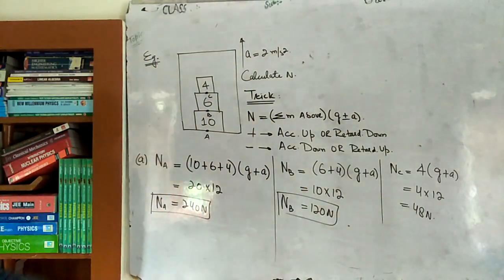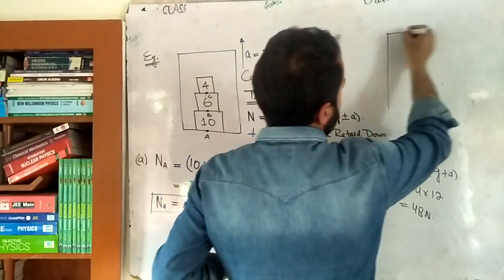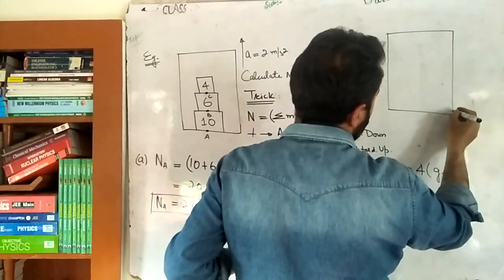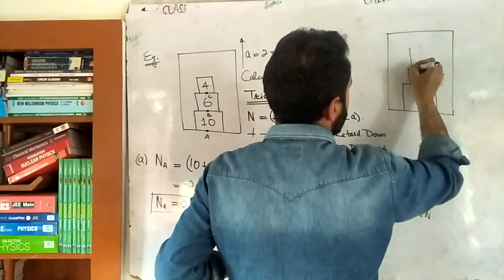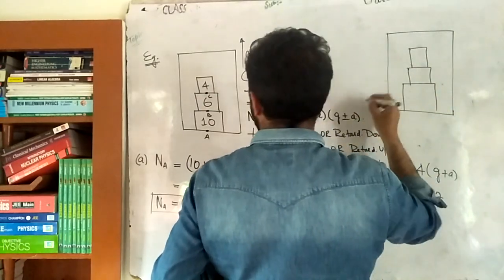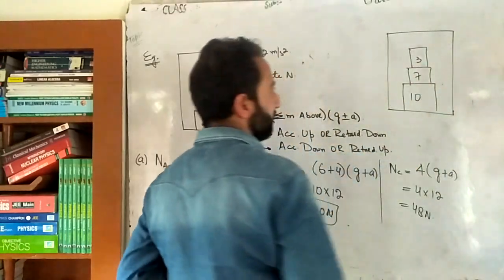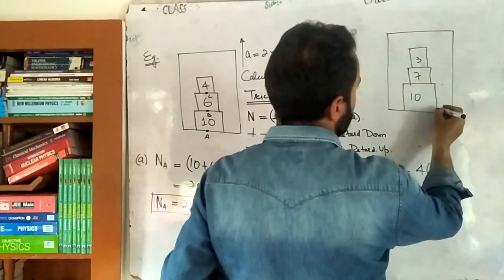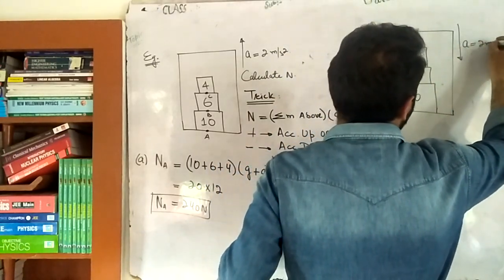Okay, this is the way we can do it. You try this example. Suppose that there are 3 different blocks. Let's take this one as 10 kg, this is 7 kg, this is 3 kg. And this whole system is going in the downward direction with acceleration a equal to 2 meters per second squared.